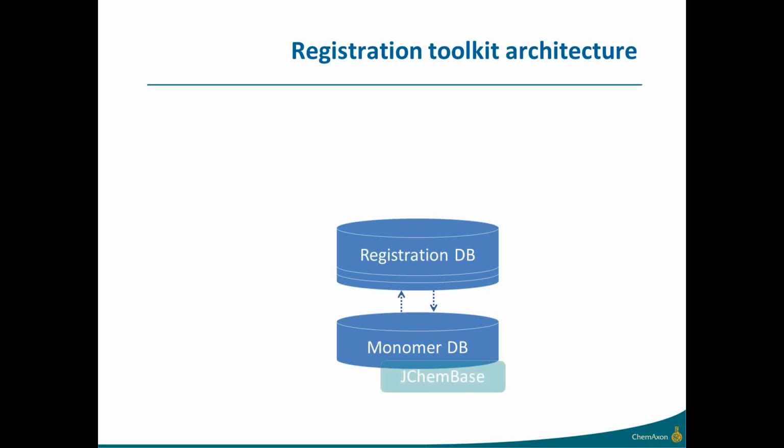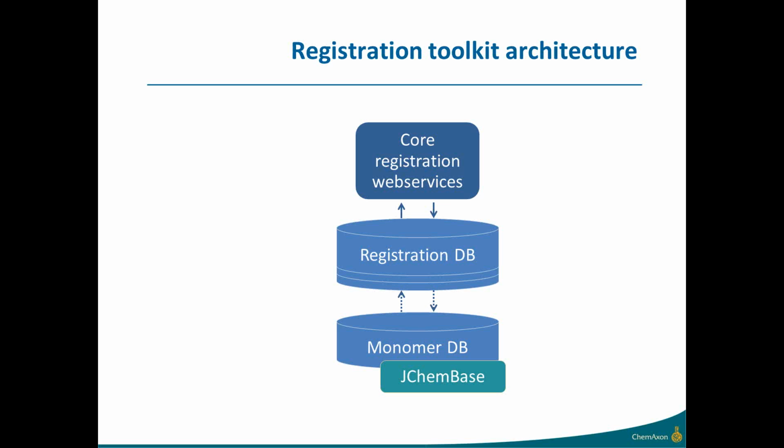The monomer database itself is a JChem base table, so we can do all of our chemical magic on the monomer database: chemical searching, substructure searches, full structure searches, fragment searches, all what you like. And we access this database by a set of core registration web services for registering new entities, registering or modifying registered entities and deleting entities if necessary. So this can be seen as the core registration layer here.